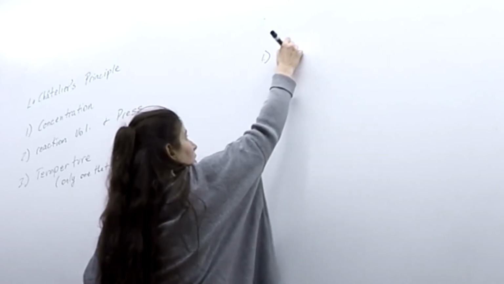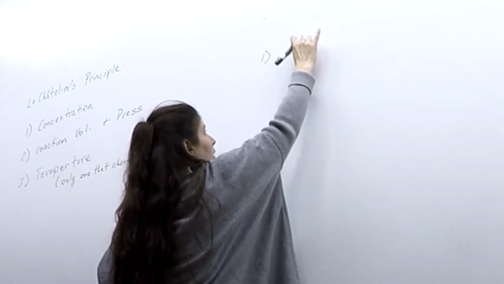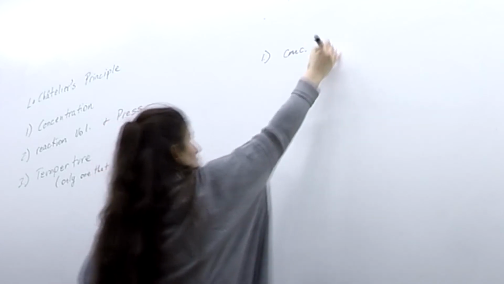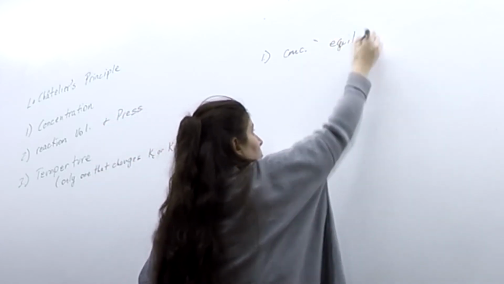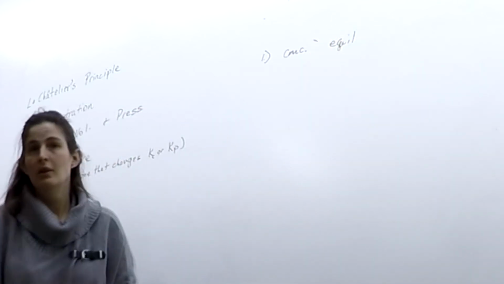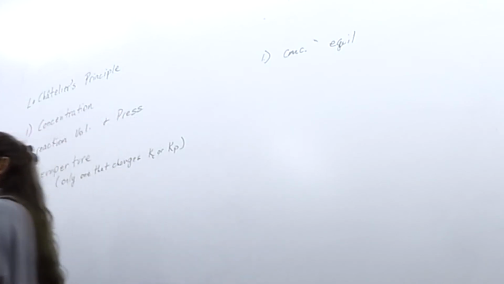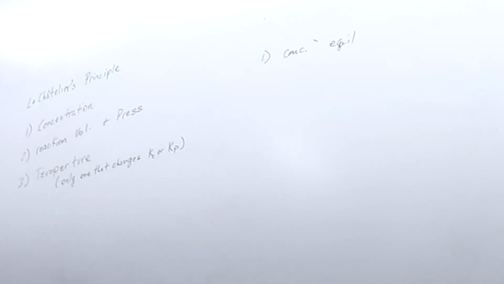Okay, so we're running a reaction and we're going to do the first one first. So we're going to look at the changes in concentration and how that is going to change your equilibrium point. Okay, so how does this work? Your reaction is going to go. You're going to have the forward reaction, the reverse reaction, and at some point they're going to meet where the rate of both is equal to each other. That sets your equilibrium point.